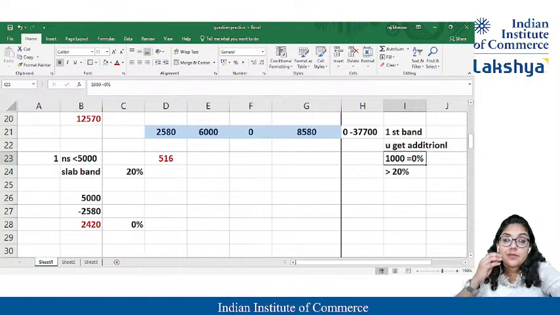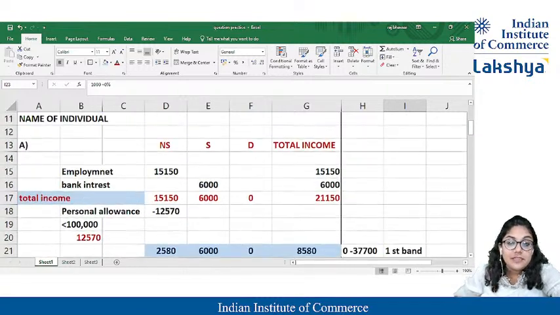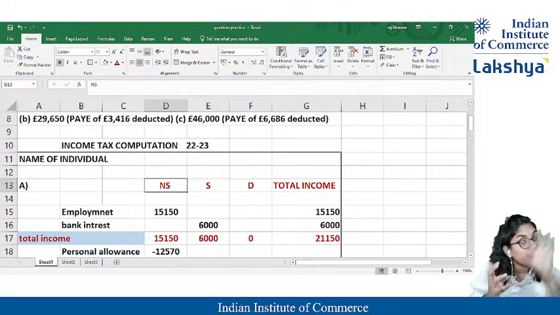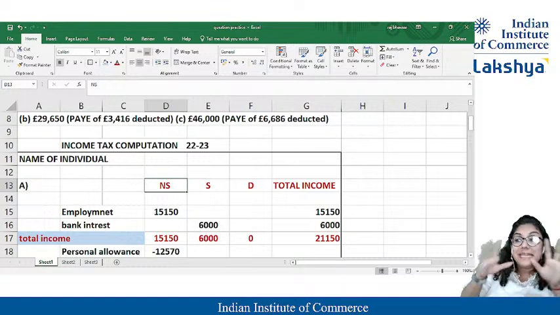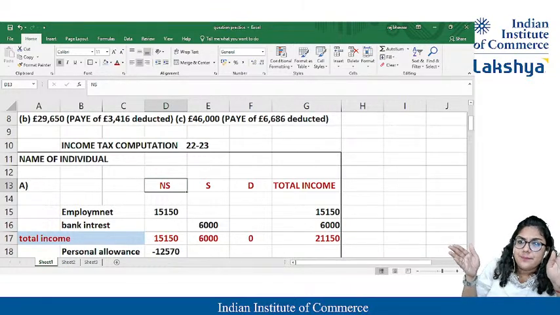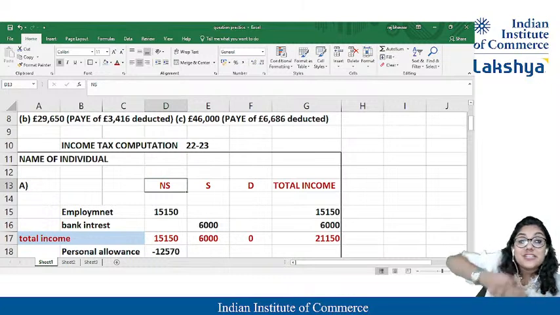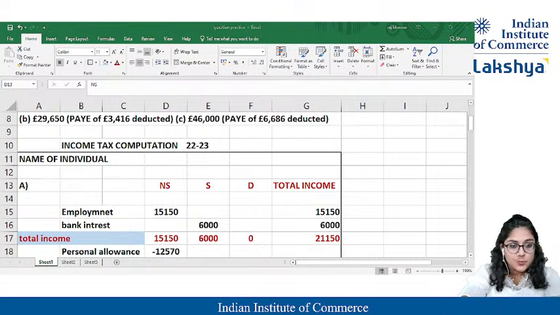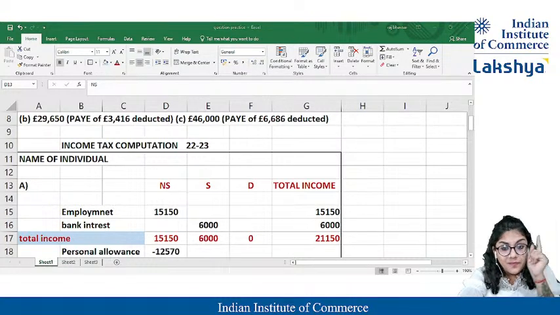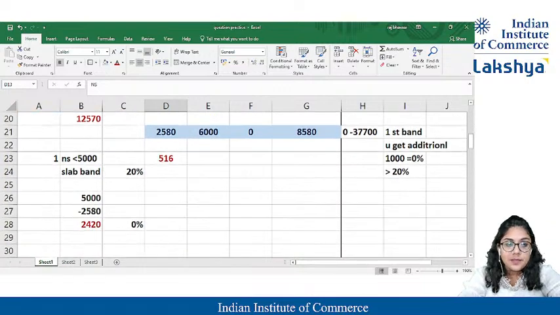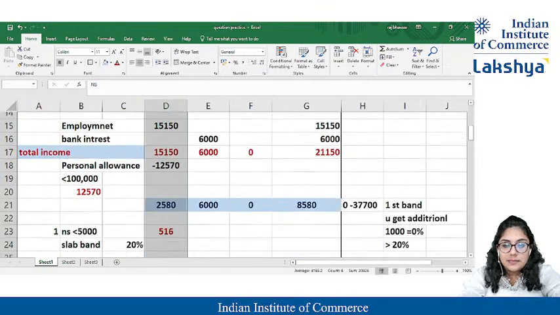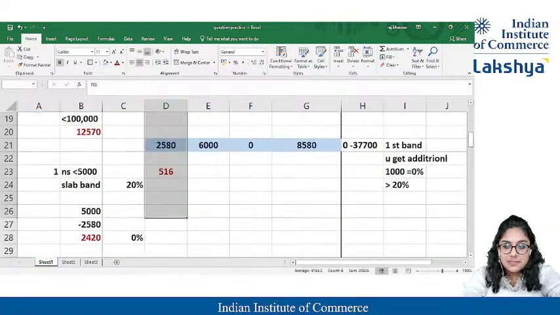That means the first criteria is this. See whether your non-saving income is less than 5,000. If it is less than 5,000, then for saving income it will be 0, if you adjust. But then see, is your saving income coming in the first band? Then you get an additional 1,000 discount. Still 1,000 you are not supposed to pay tax. Beyond that you have to pay tax. For example, over here, for my non-saving income, I understood that 516 is my tax liability.